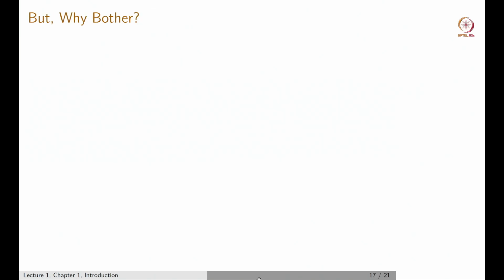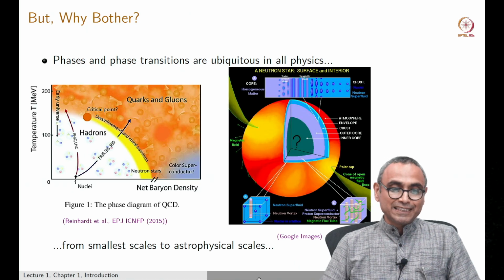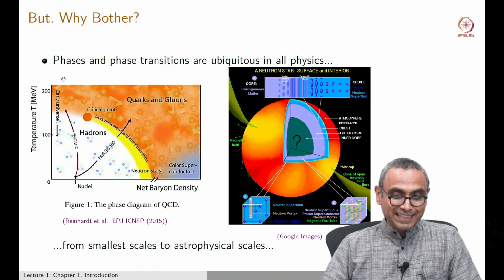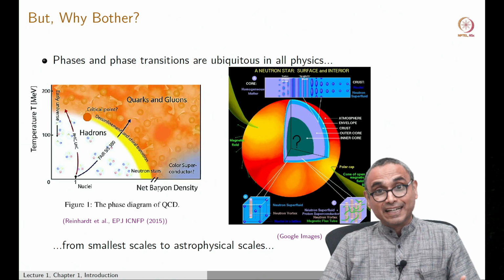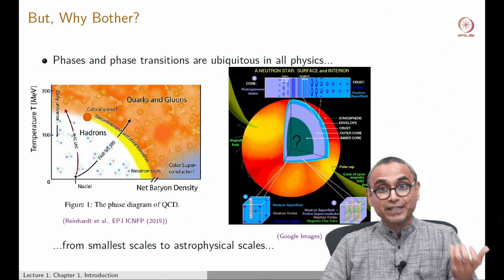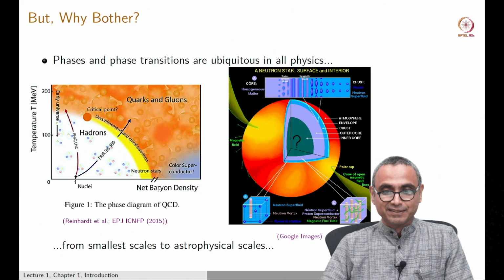But you have to always wonder, why worry about all this? If you look at all the experiments that I showed you, they were from about 20-30 years back. So why worry about all this? My first point is that phases and phase transitions are there in all of physics. If you look at high energy physics of quarks and gluons, you see that there is a fantastic phase diagram for this. And these are the kind of experiments that are being done in heavy ion collision experiments and so on. They are being probed in these heavy ion collision experiments.